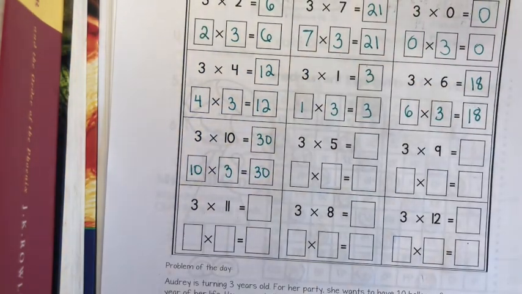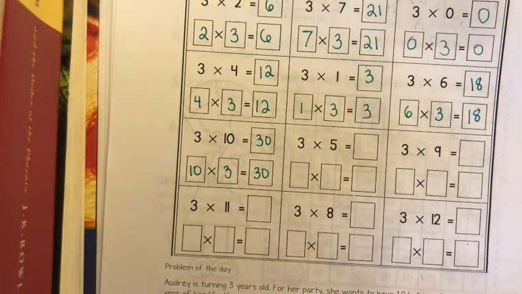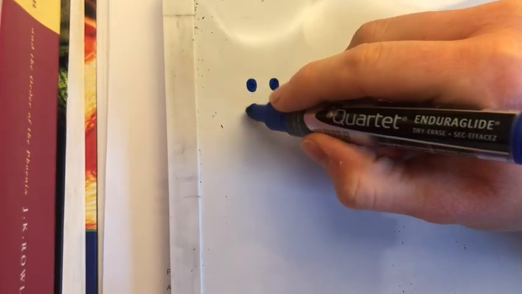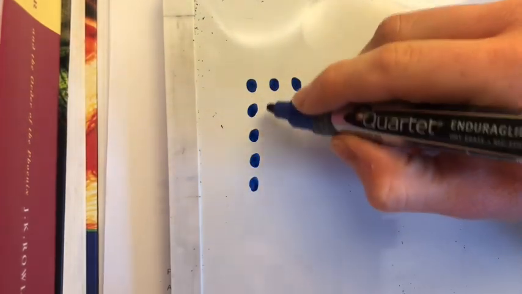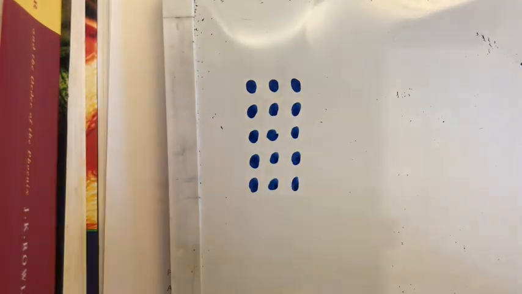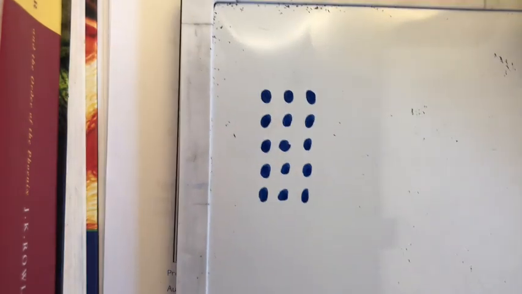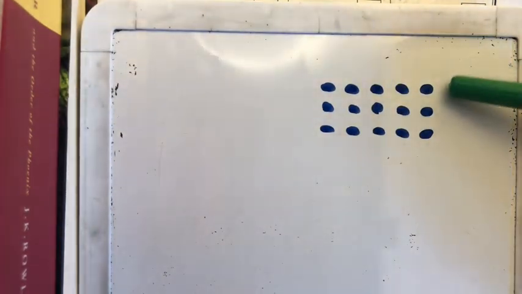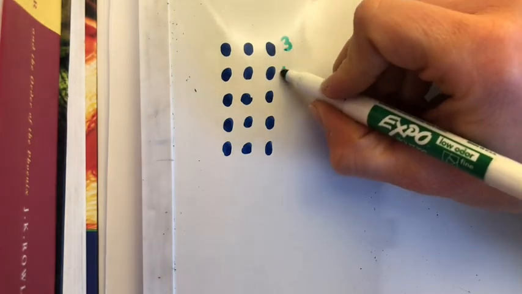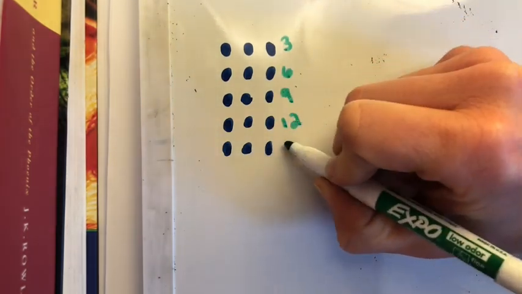Okay, next one. 3 times 5. Now I could just count by fives, but I like illustrating this for you. So 1, 2, 3. 1, 2, 3, 4, 5. Now, what did I mean by I just could count by fives? You guys are expert counting by fives. So let's count. 5, 10, 15. Okay, counting by fives. Now I'm going to count by threes. Let's try that. 3, 6, 9, 12, 15.